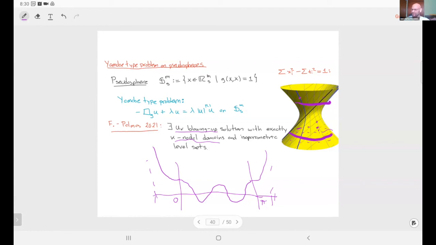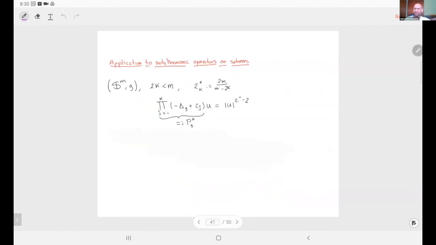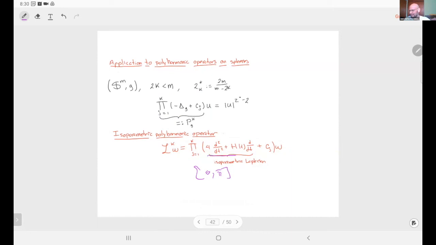I have no more time to explain further, but I want to say that we can also play these kinds of tricks for polyharmonic operators on spheres. We have here a polyharmonic operator, and as we have this Laplacian, we can make this PDE reduction method, because we obtain an isoparametric polyharmonic operator on 0 to pi. And it is given by the isoparametric Laplacian plus something.